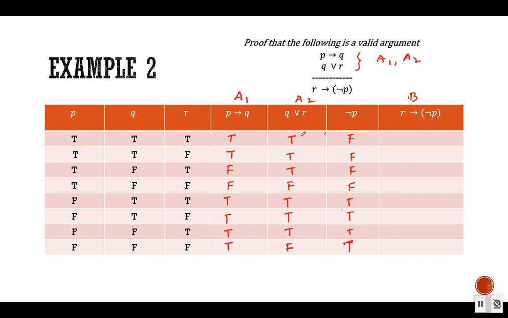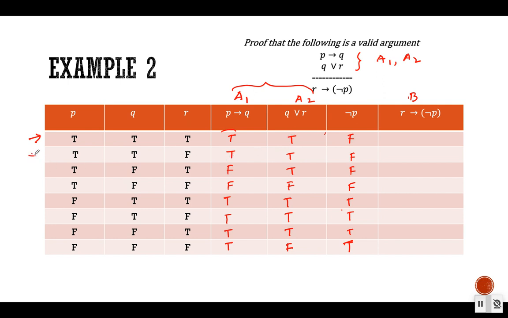All right, so A1, A2, these are our two arguments. So let's find out, these are our two hypotheses. We have to find the case where both of our hypotheses are true. So we can see that here, this is one case where both of our hypotheses are true.